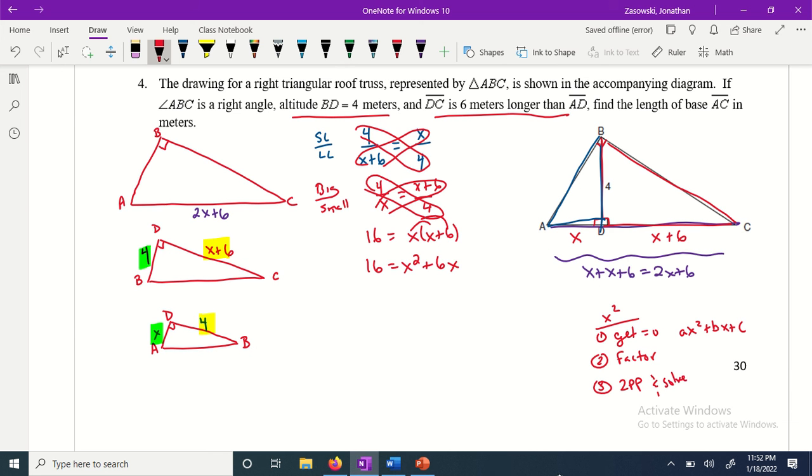Okay, so let's do it. Step 1, get it equal to 0. Got to move that 16 over to the other side. So we're going to get 0 equals x squared plus 6x minus 16. Okay, let's see if you guys can factor this. All right, let's go ahead and pause it now. See if you can come up with your factors.